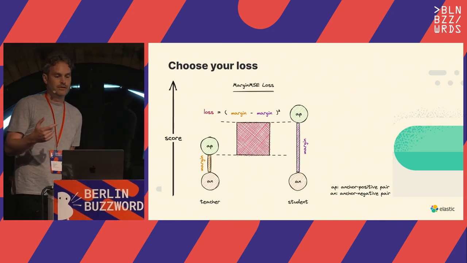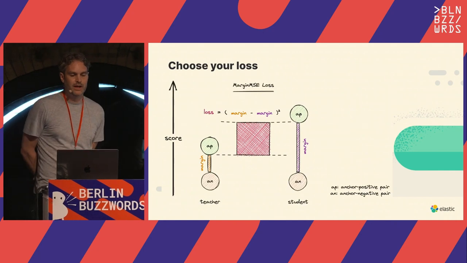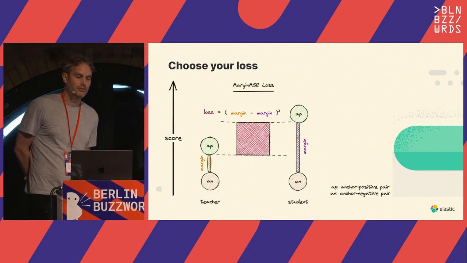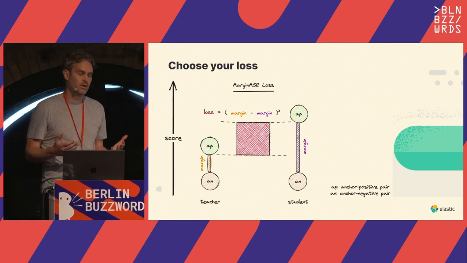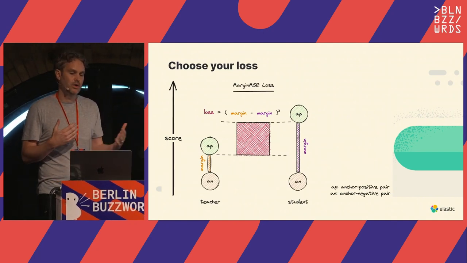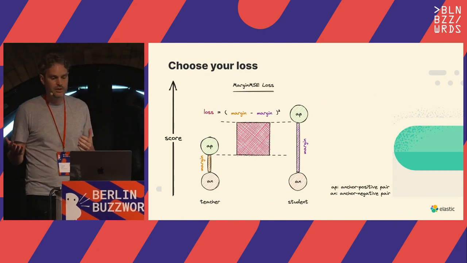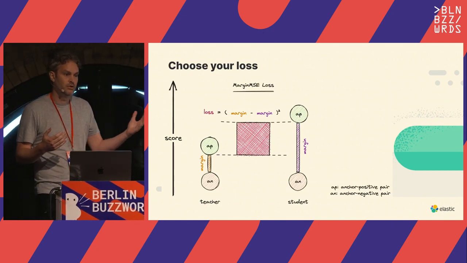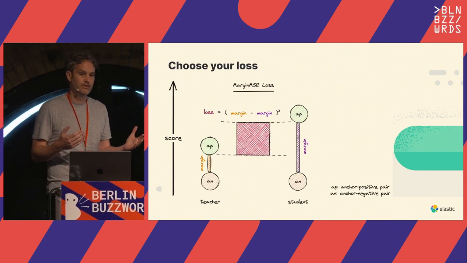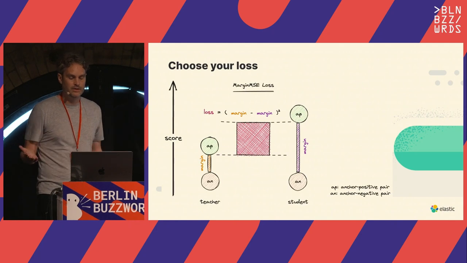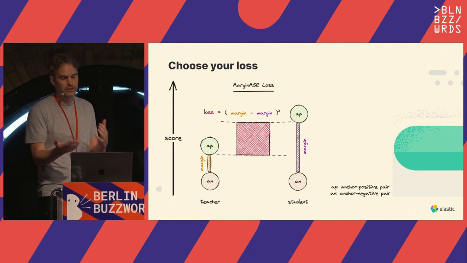For each pair of query and positive example and negative example, we compute a score, which is the relevance score of that doc according to a particular model. So the teacher model and a student model. The teacher model is a cross-encoder, and we'll talk about what we did in order to improve our cross-encoder teacher. The student model was the model we were training.